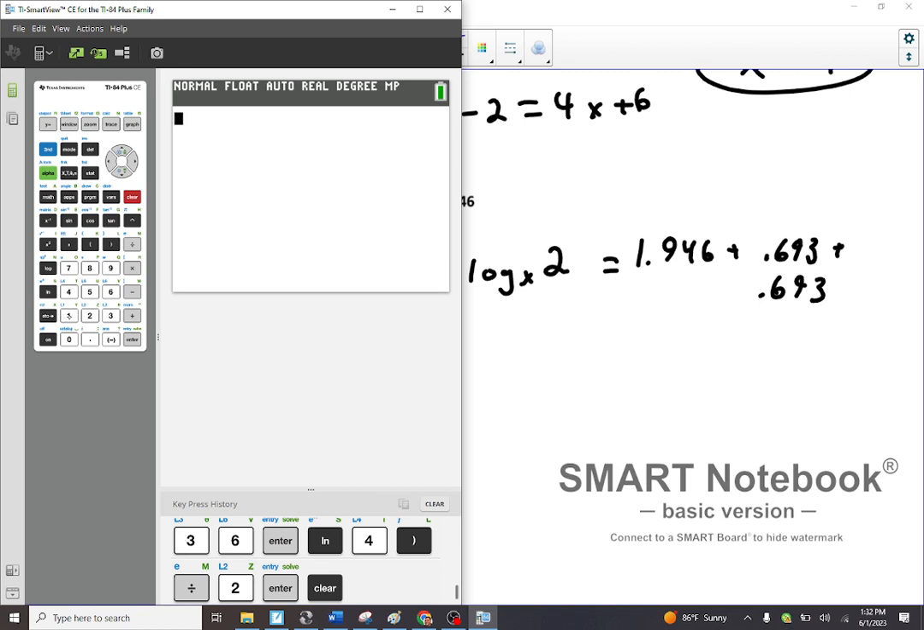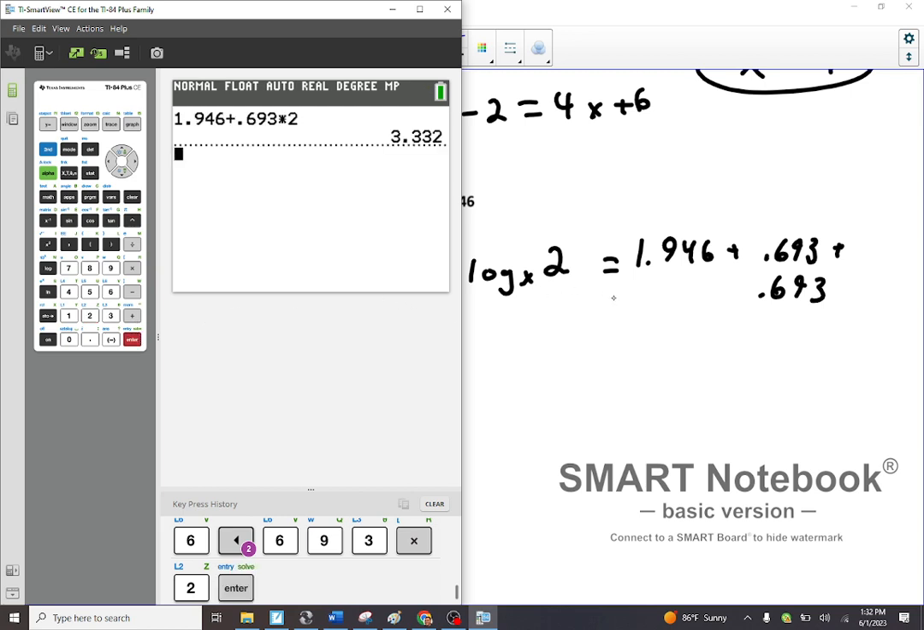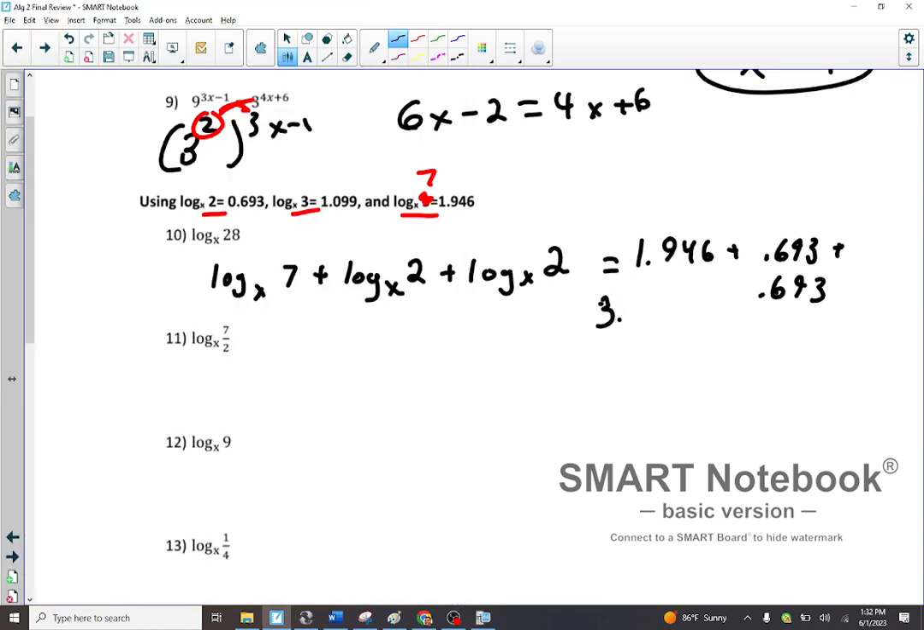So it's going to be 1.946 plus 0.693. And I'm going to just times that by 2, but that's the same thing as adding it twice. So 3.332. Why would you add it twice? Because I need 7 times 2 times 2 gives me 28. That's why. So it's 1.946. 7 times 2 times 2 equals 28.